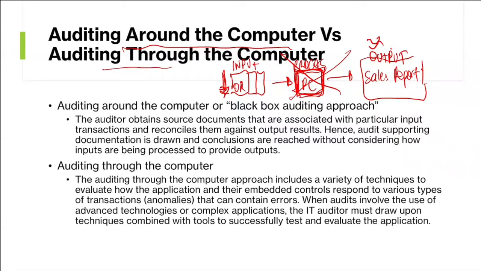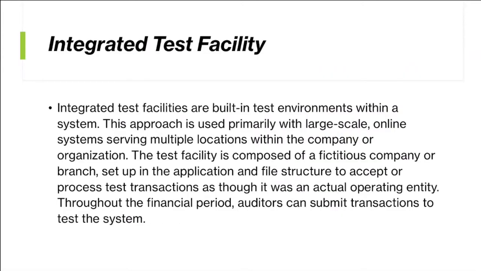So when auditing through the computer, you can skip checking all inputs and outputs altogether and check the process instead. For example, you check OR number 3, check the process, how the OR is handled, and how it appears in the report in order to confirm the process works as intended. These are more sophisticated techniques and processes in order to audit through the computer.